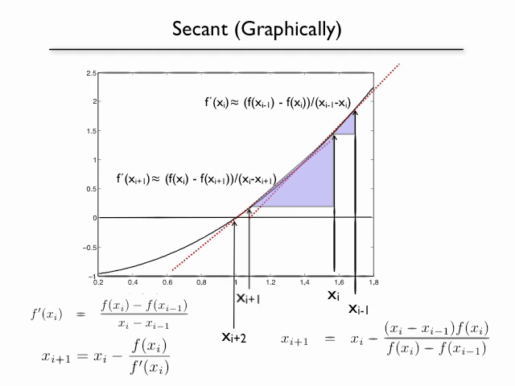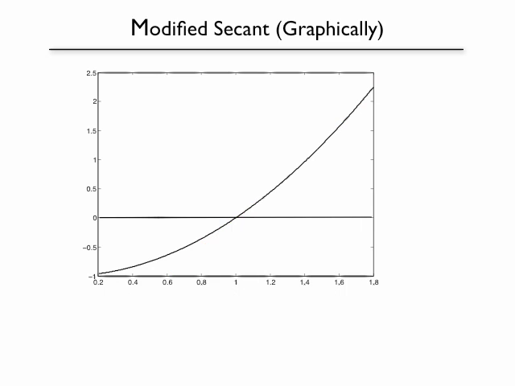So one downside of the secant method is that if our gap between the two ends up being rather large, we might have a bad approximation to the derivative. Here it's pretty flat, but in other cases it might be a bad approximation. So we can approximate the derivative numerically another way, and that brings us to the modified secant method.